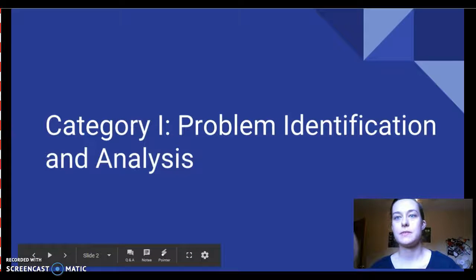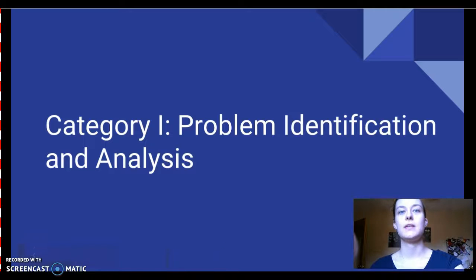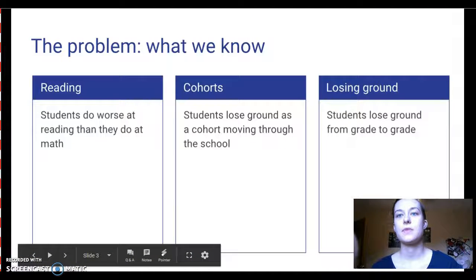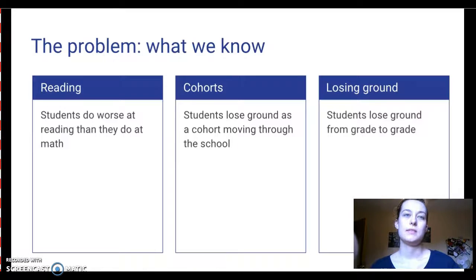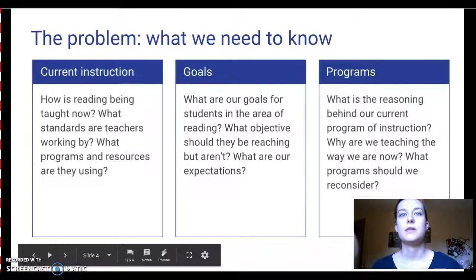The first category was problem identification and analysis. So what we know is that students do worse at reading than they do at math, and that they lose ground as a cohort moving through the school, and they also lose ground from grade to grade. So there's something we're missing in their reading instruction that's causing them to not be able to carry that over to the next grade. So we need to look more into that.